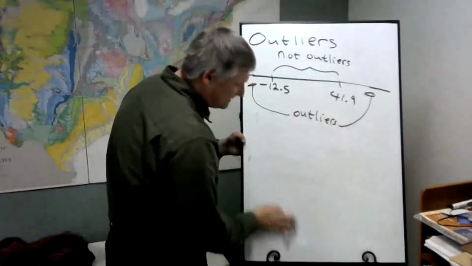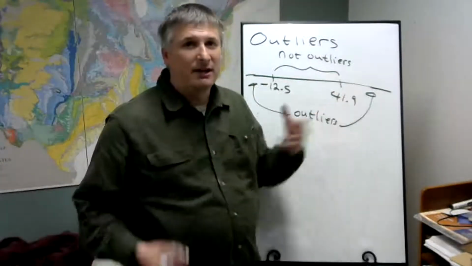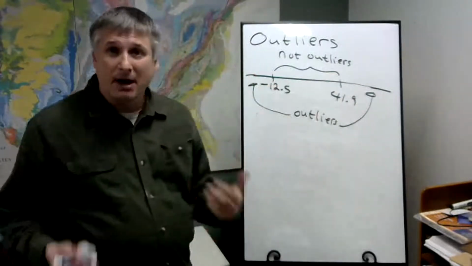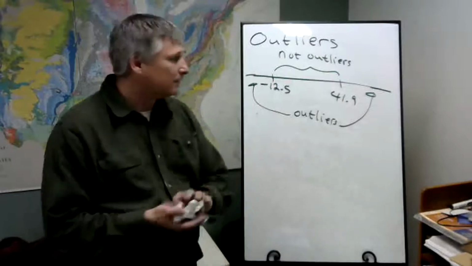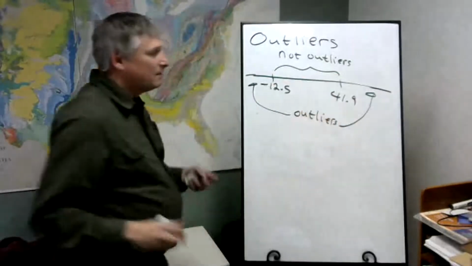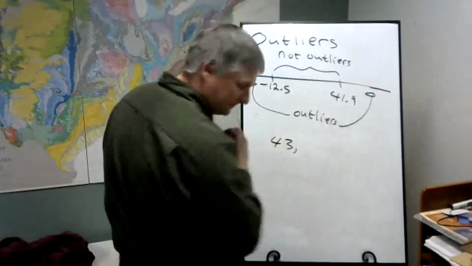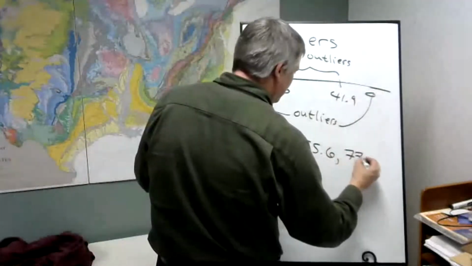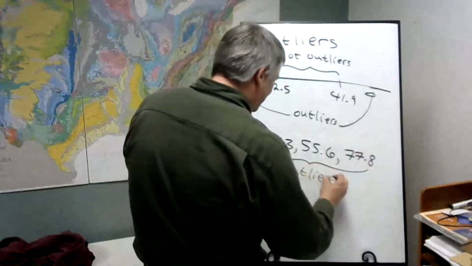So do we have any data values that are less than negative 12.5 or bigger than 41.9 in that Verizon data set? Well, the smallest data value is 0.8, a positive number. So there's not going to be any outliers because the data values were too small. But on this end, we do have 3 data values bigger than 41.9. And those are 43, 55.6, and 77.8. These are outliers.